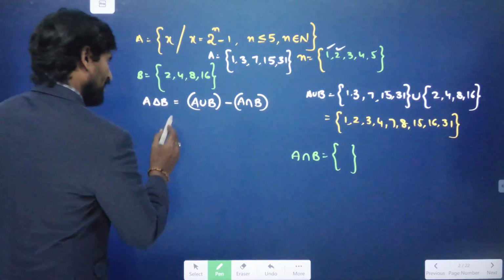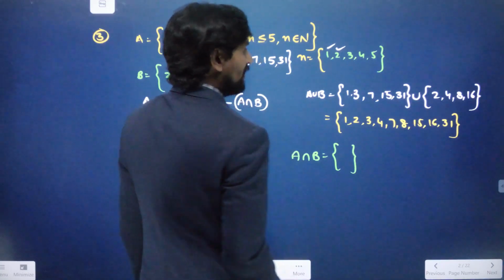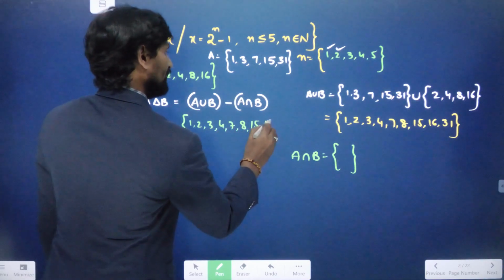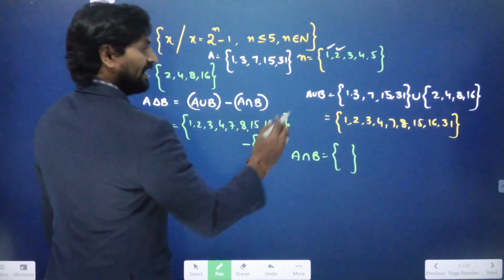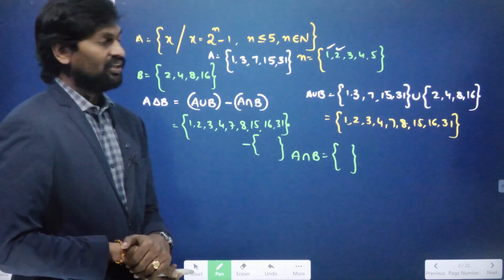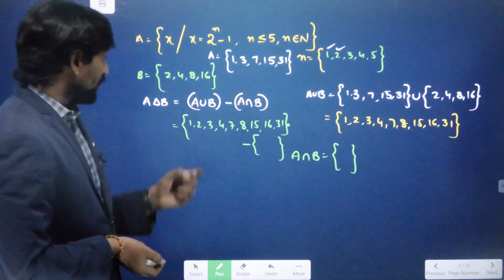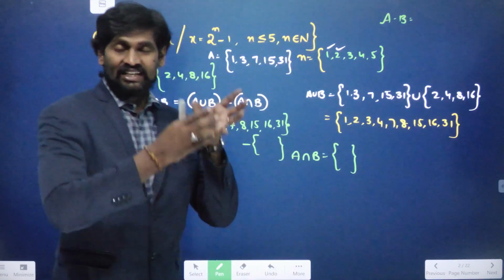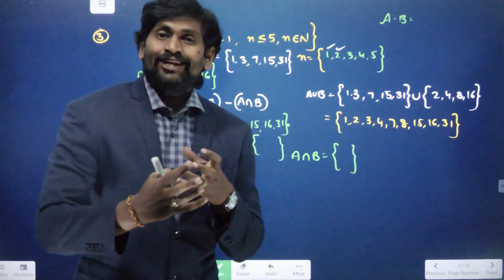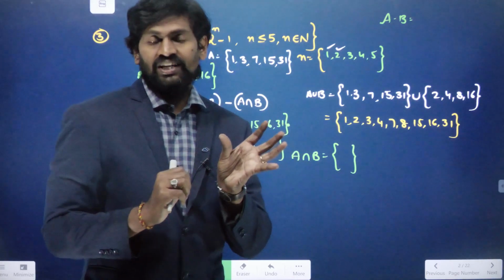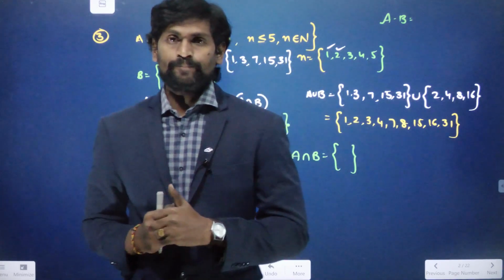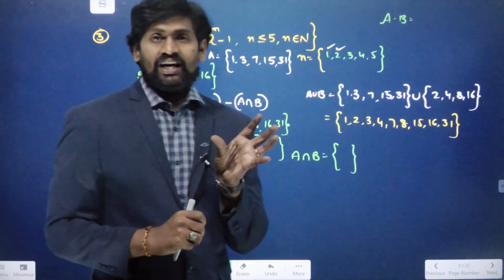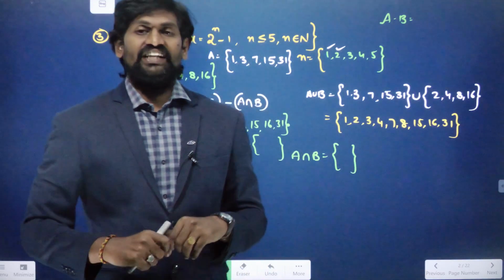Now according to the formula, A union B is 1, 2, 3, 4, 7, 8, 15, 16, 31 minus A intersection B, which is the empty set. We already discussed what minus is. A minus B means only the elements in A but not in B. That means if there are any common elements from A and B, we need to remove the common elements, and the remaining elements from set A only we should take. That represents A minus B. In case B minus A is asked, first we need to remove all common elements and write only the remaining elements from set B.